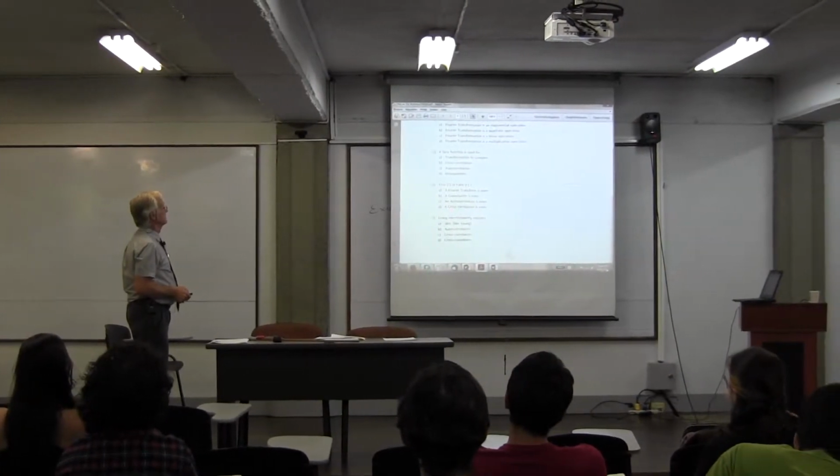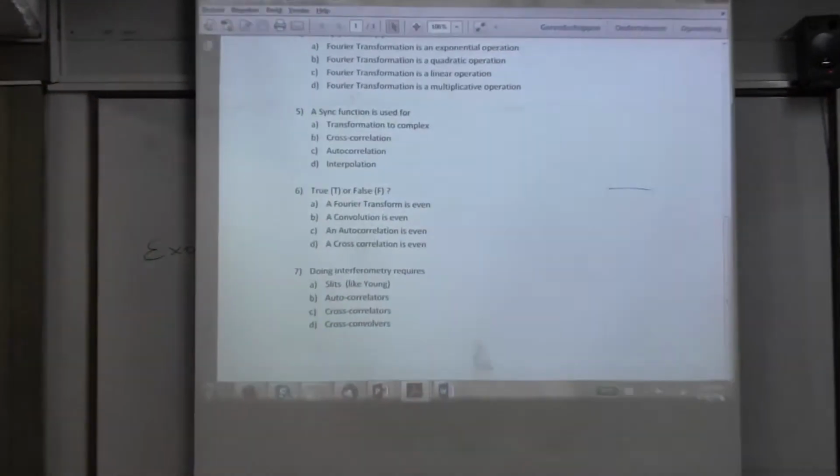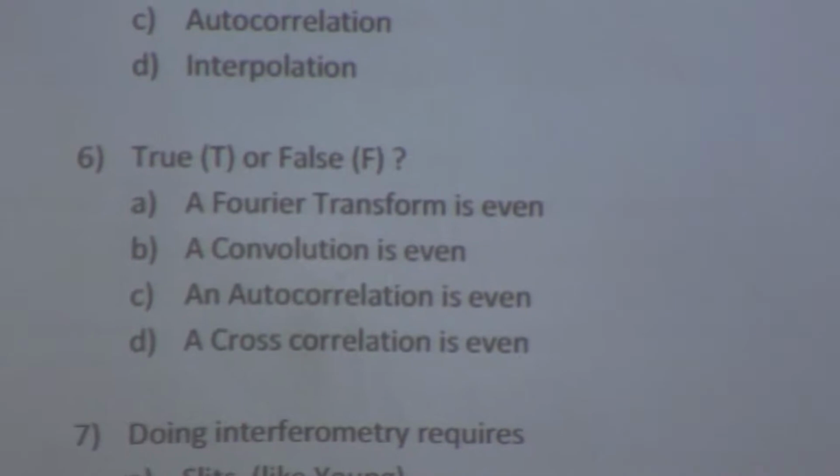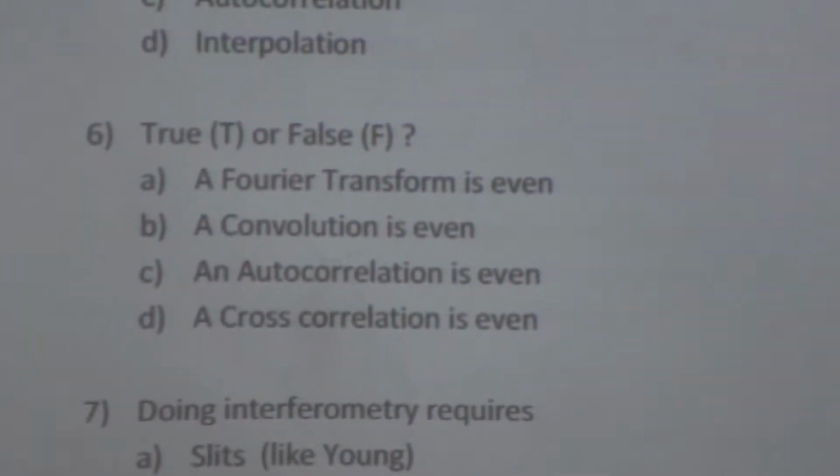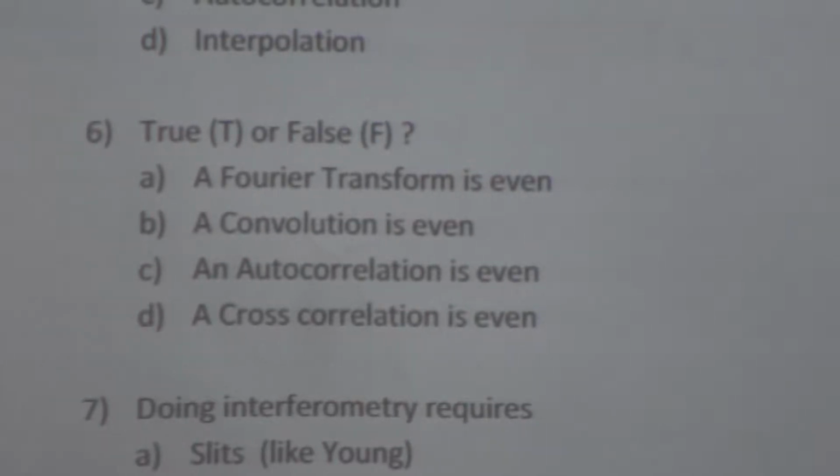True or false? A Fourier transform is even. No. A Fourier transform is even and odd. A convolution is even. No. Convolution again is even and odd. An autocorrelation is even. Yes, it is. And the cross correlation is not.